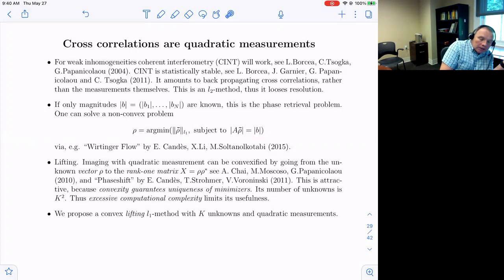But this problem is nonlinear, and its convergence is very difficult to analyze. Or you can do lifting. Lifting is the idea that instead of solving for rho, you solve for the rank 1 matrix rho star. Rho, I remind you, is our vector of reflectivities. You can formulate the imaging with cross correlations in terms of this system as a linear transformation, as I will show you, and there are no issues in analyzing it, but the dimension grows quadratically with respect to rho star and the measurements, and therefore it requires excessive computational power.